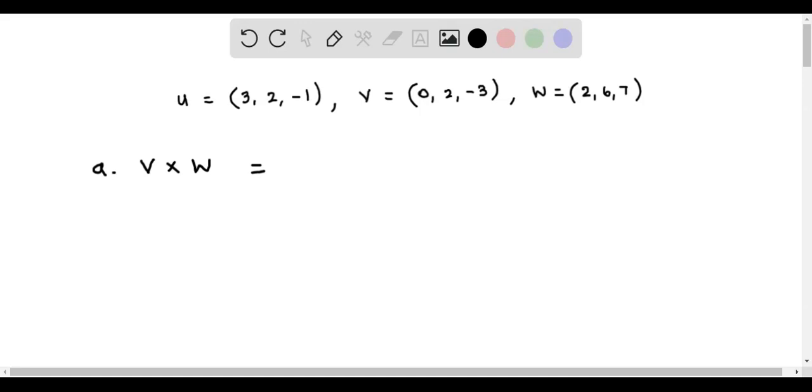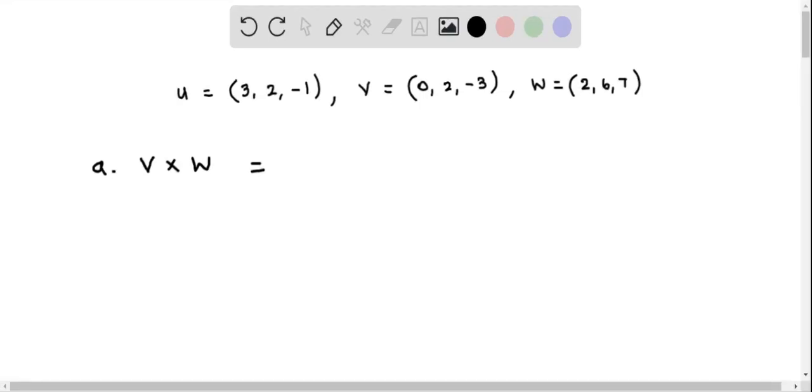In part A, we determine the cross product of the two vectors v and w. That is, we find v cross w. According to the cross product rule, we can find the cross product by finding the determinant represented like this. We put the unit vectors in the first row: i vector, j vector, and k cap. In the second row, we put the components of v vector, which is 0, 2, negative 3. And in the third row, we put the components of w vector, which is 2, 6, and 7.